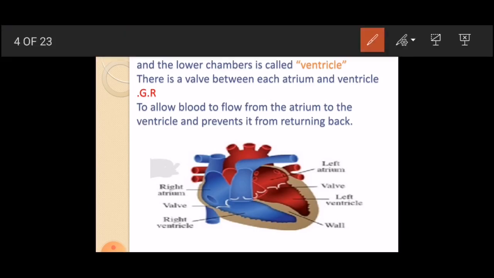There is a valve between each atrium and ventricle to allow blood to flow from the atrium to the ventricle and prevent it from returning back. The upper chamber is called atrium. The lower chamber is called ventricle.